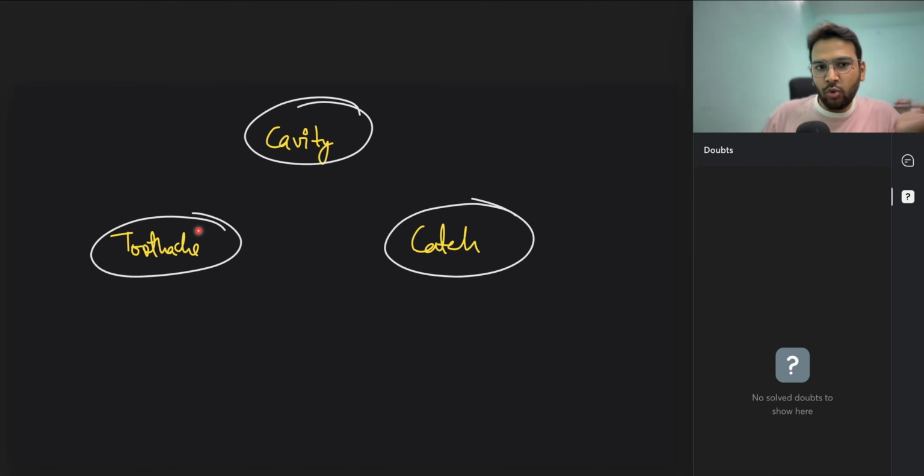Should I make an arrow from toothache to cavity? Should I make an arrow from toothache to catch? Should I make an arrow from catch to cavity? Because if you are making an arrow from one random variable to another random variable, that means they are dependent. So let me tell you, can I say that we can have this kind of arrow?